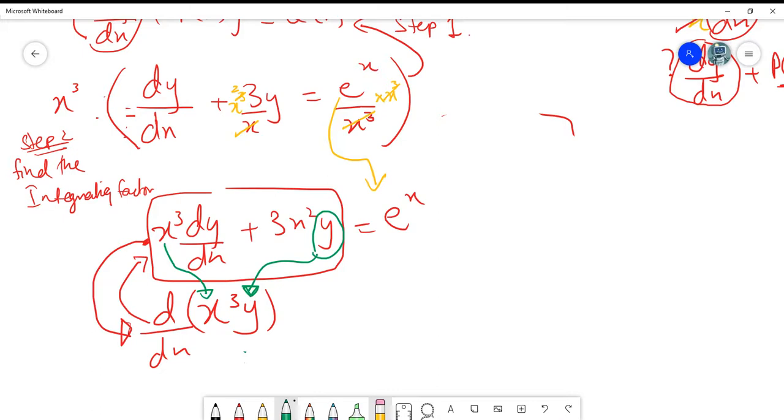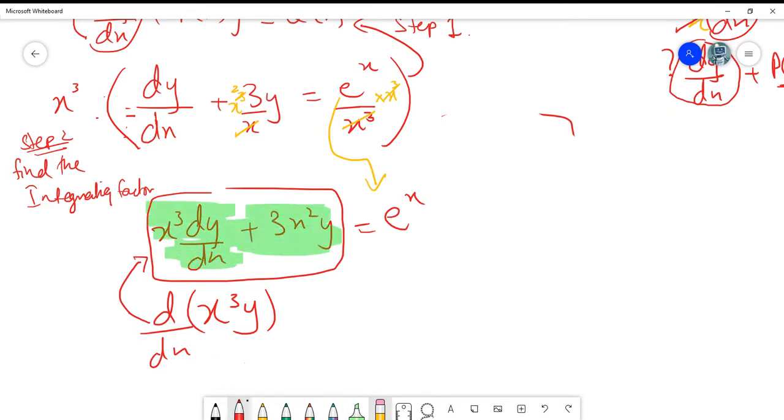I repeat, in order to see which function's differentiation is given and where the product rule is being applied, you always write y as it is and the integrating factor as it is. That's it. So I've replaced x cubed dy by dx plus 3x squared y with this, because the differentiation of this will give me this. So it's just another way of writing it. And this is equal to e to the power of x.